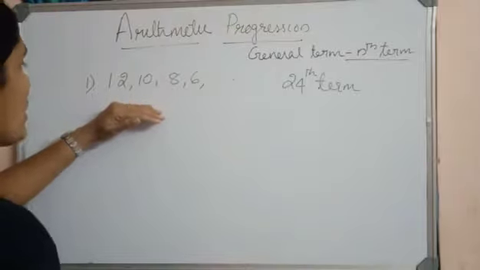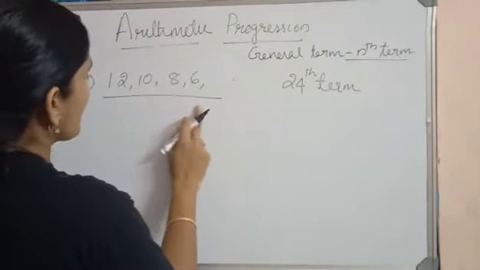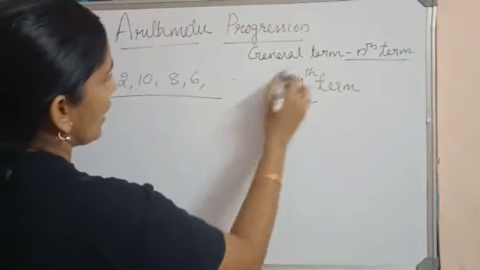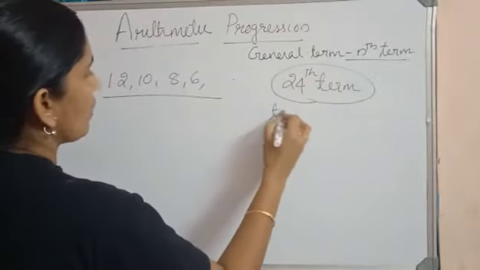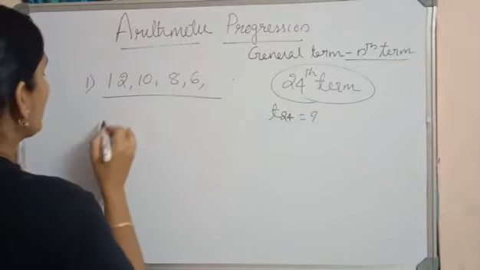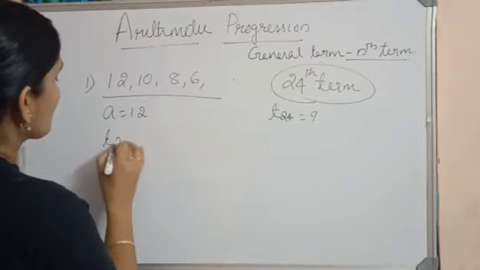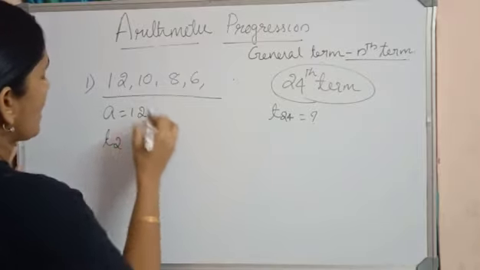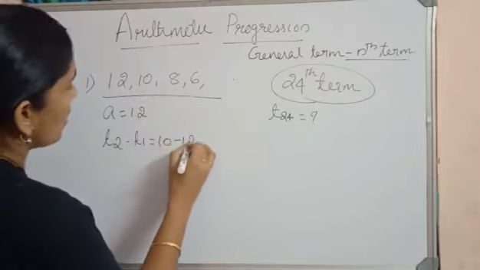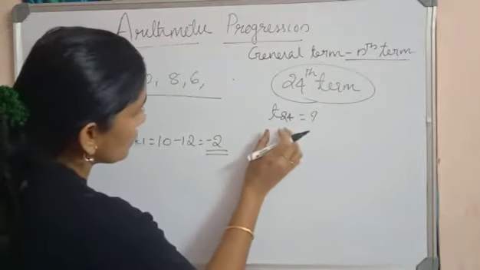Consider this question. Here the AP is given as 12, 10, 8, 6, etc. We need to find the 24th term, that is T24. We have to write the first term, A is equal to 12, and the common difference, T2 minus T1, that is 10 minus 12, which is equal to minus 2. And now let's find the 24th term.